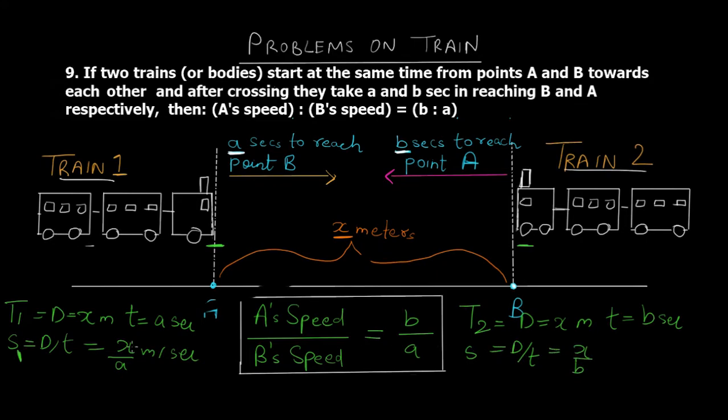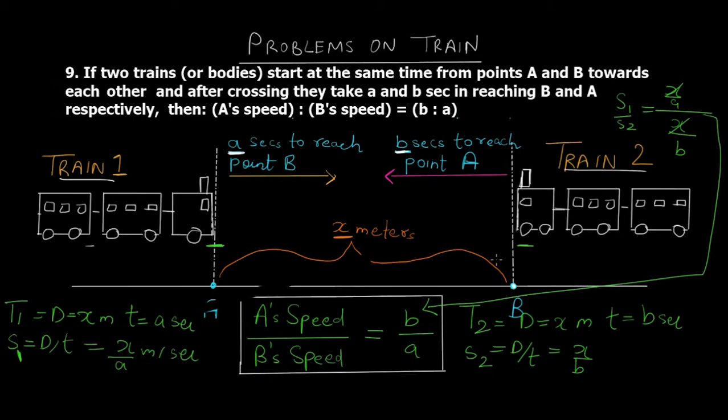So for this the speed would be distance upon time, which is going to be x upon b. If we take a ratio of these speeds, s1 upon s2, it is x upon a divided by x upon b. The x cancels and ultimately we get the answer: a speed upon b speed is equal to the time taken by train 2 or train B to reach point A upon the time taken by train 1 or train A to reach point B. So it's basically inverse. This was the last point, and these are the few concepts that you need to know properly in order to solve these problems efficiently and quickly.